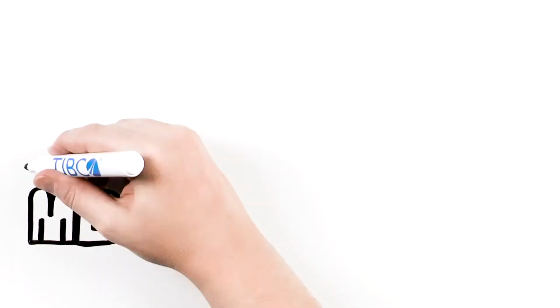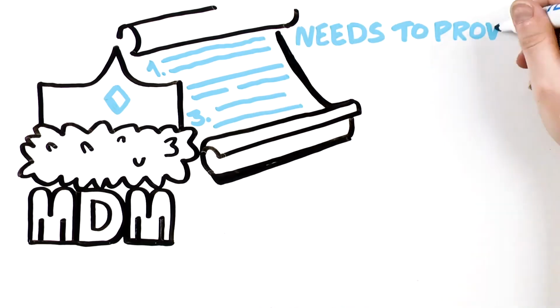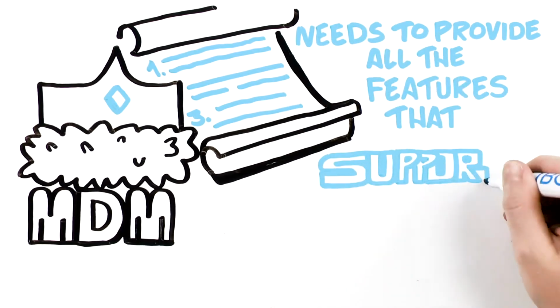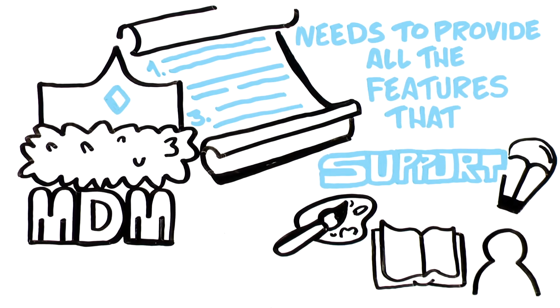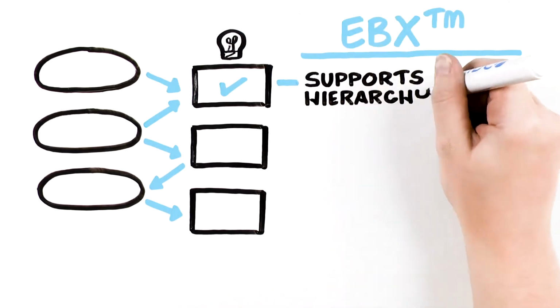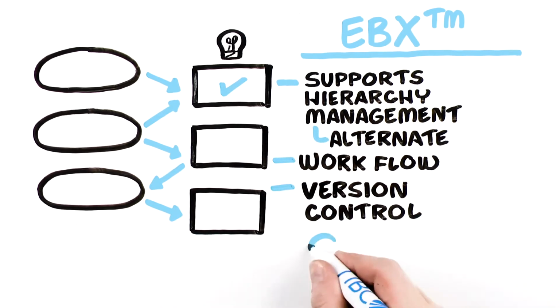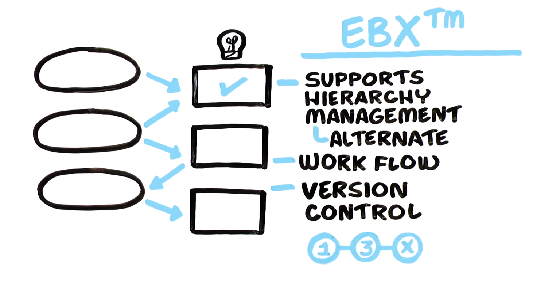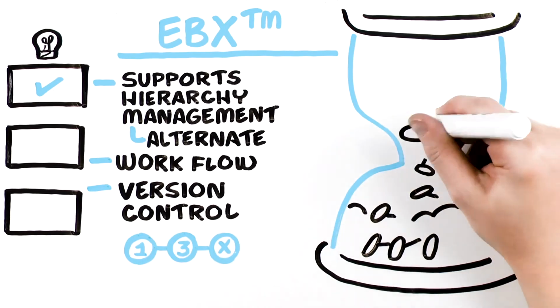Finally, we look at MDM as a governance process. Considering the entire process end-to-end, your MDM software needs to provide all the features that support your team from design through deployment, including the ability to change data and users. That is why we include data modeling in our solution to define what it is to be mastered and its relationships. EBX also supports hierarchy management, which includes alternate hierarchy management, workflow, and version control with access to past, present, and future versions of master data. It also gives you the ability to create relationships between time periods of master data.